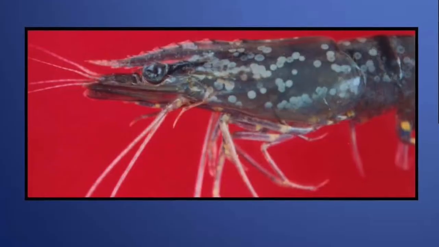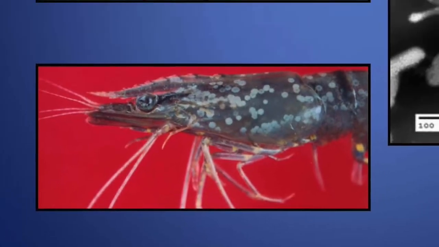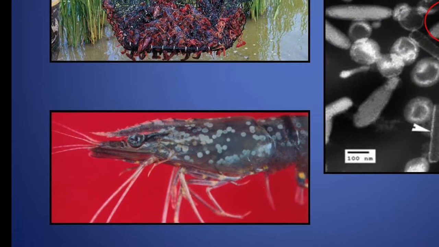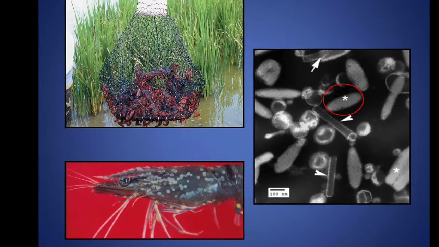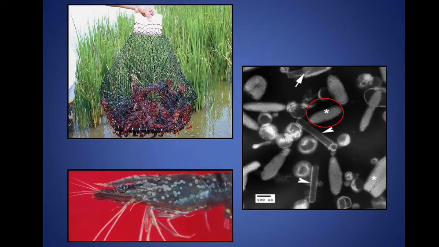Unfortunately for crawfish farmers, back in 2007, a shrimp virus originally from Asia called white spot syndrome virus made its way to Louisiana. This virus can cause high death rates in crawfish, and back in 2007, some farmers saw up to 90% dead crawfish in their traps.